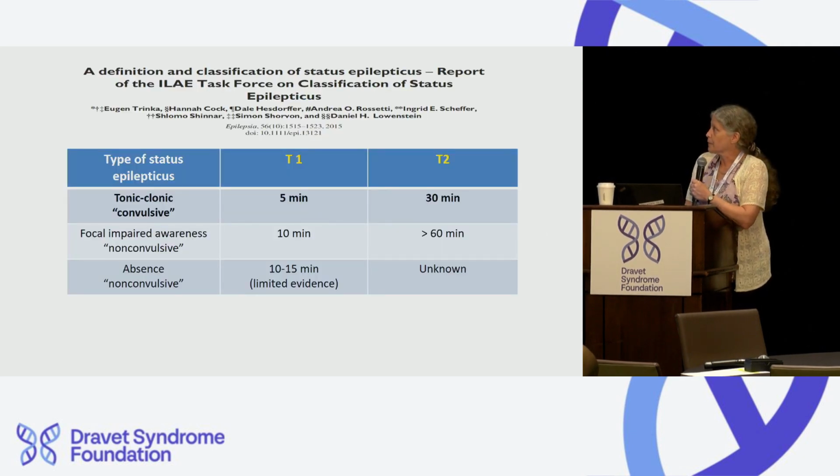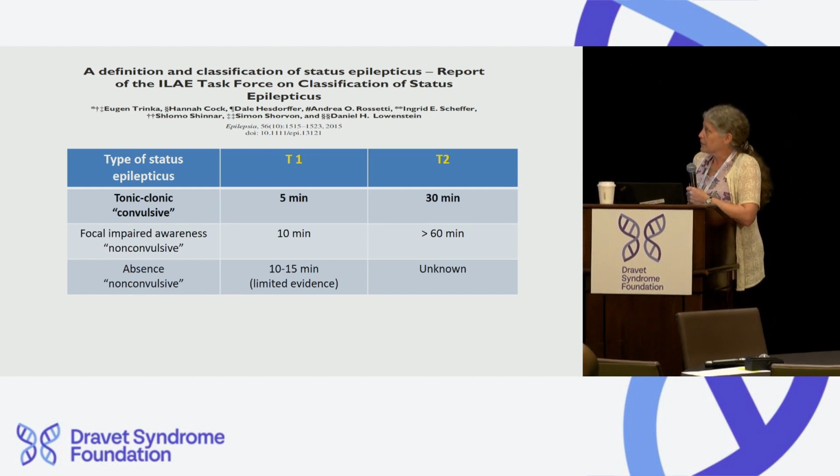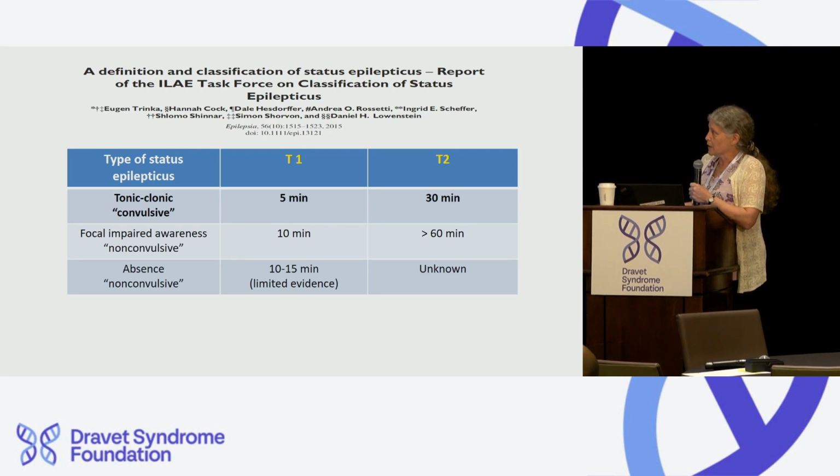So this is work from the International League Against Epilepsy, and it was published a number of years ago, but this is where they changed the definition of status epilepticus. And so you can see here, looking at the types of status epilepticus, convulsive is the one that we most worry about in persons with Dravet syndrome. And then there's the non-convulsive.